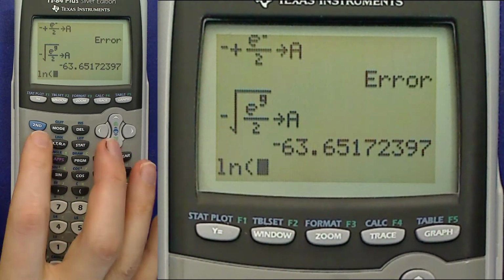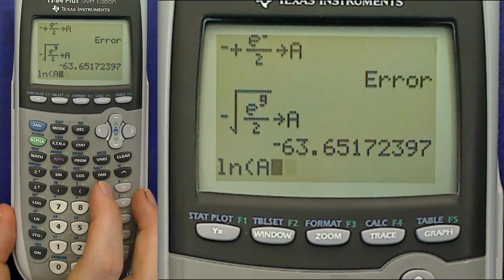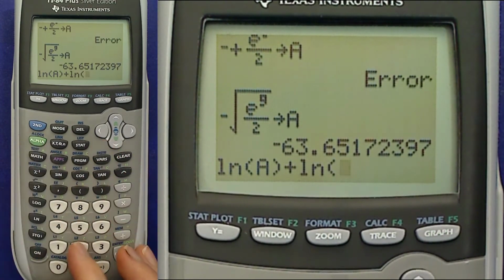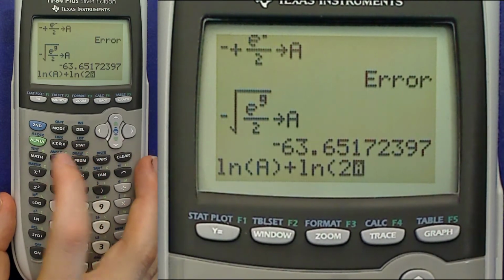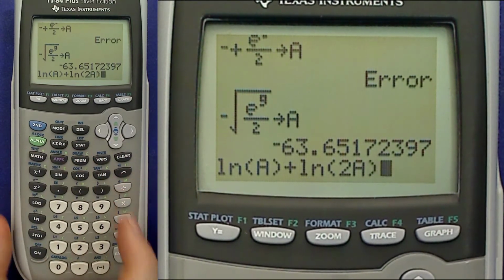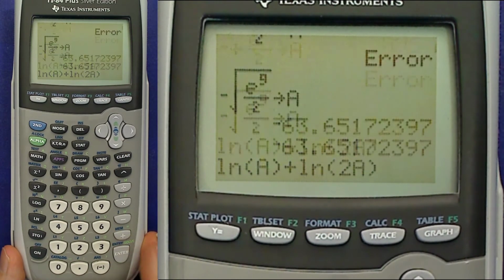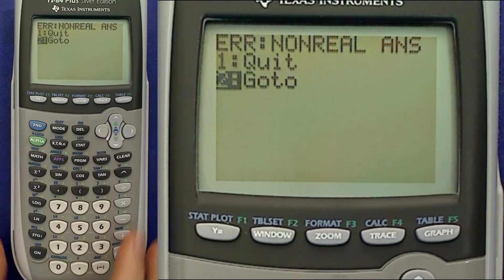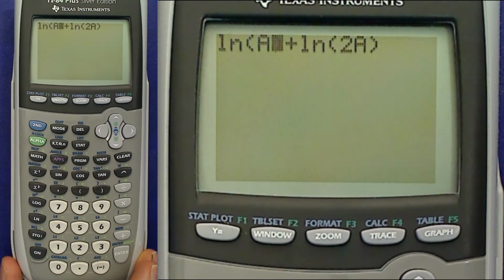Here we go. ln of A plus ln of 2A. And if all goes well, when I hit enter, I'm supposed to get 9. But instead, I get error: non-real answer. Now, if you hit go to, it will show you exactly the calculation that it ran into trouble with, ln of A. So here's what's gone wrong.